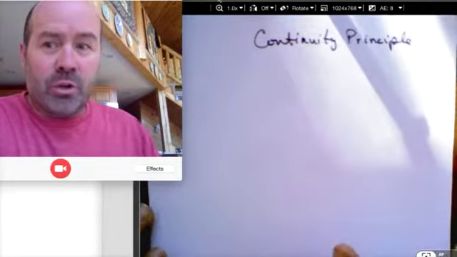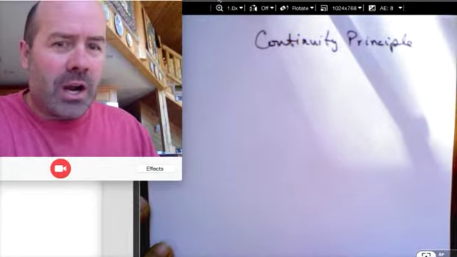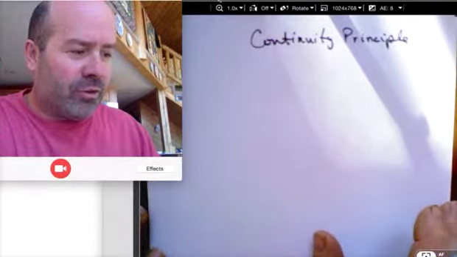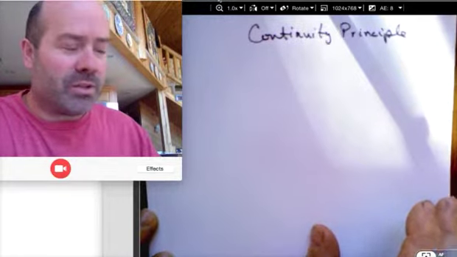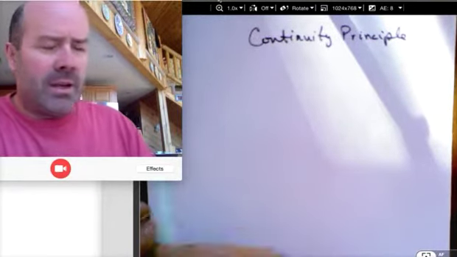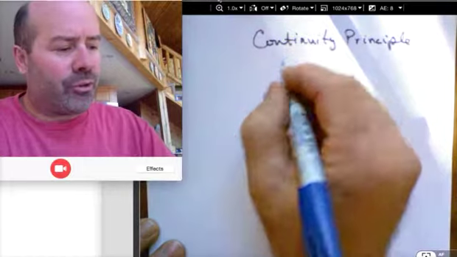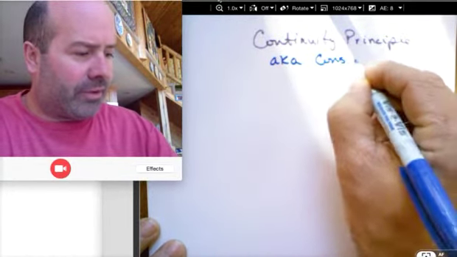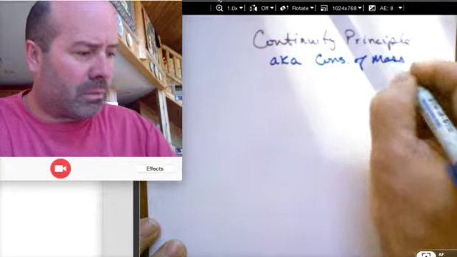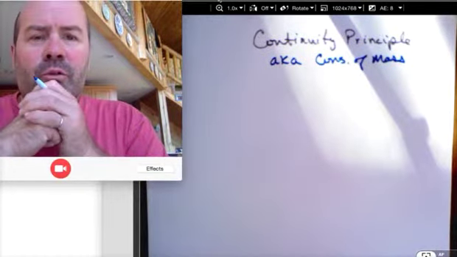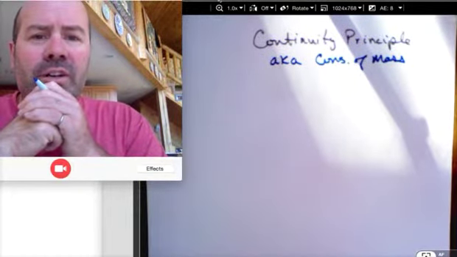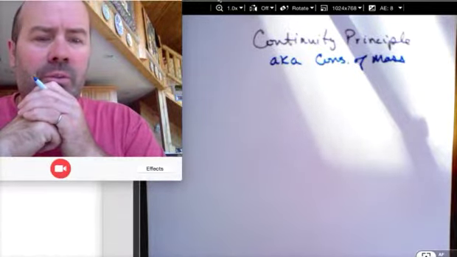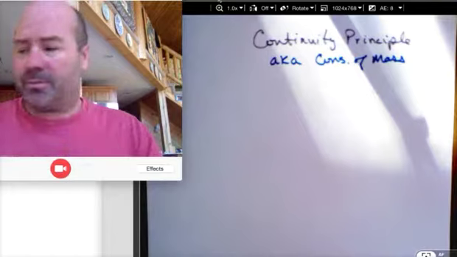Today, we are going to continue our learning of fluids with the continuity principle. Now, the continuity principle is also known as conservation of mass. So if you've had me for a physics class, we've studied conservation of mass. If you've had me for thermodynamics, we've studied conservation of mass.